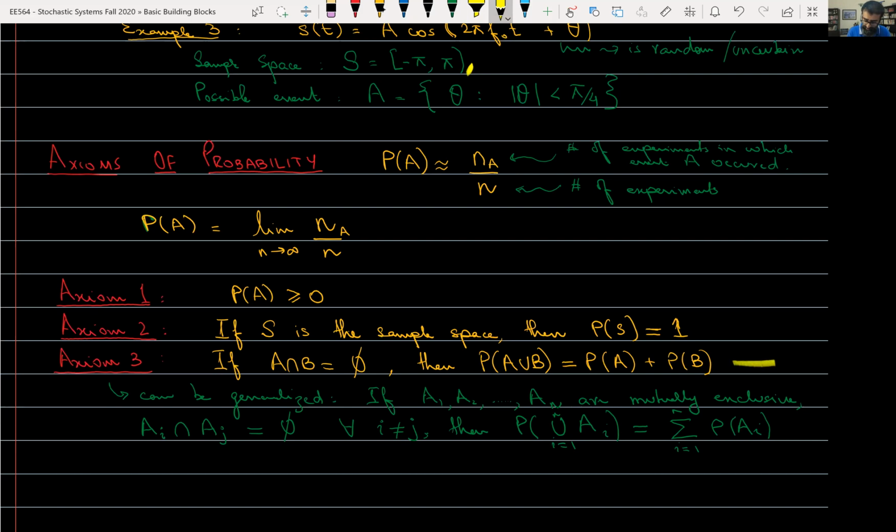ये असल में fundamental है. Okay, this is the fundamental axiom. And this in green can be derived from the one above. Okay?